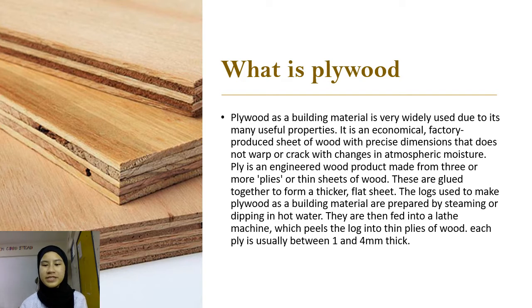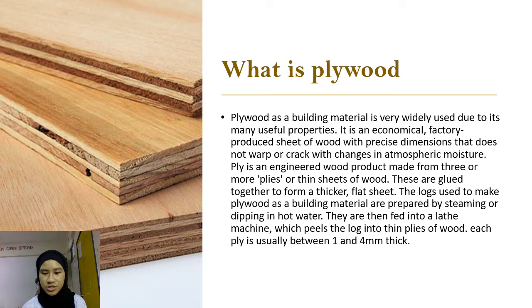Plywood as a building material is very widely used due to its many useful properties. It is an economical factory-produced sheet of wood with precise dimensions that does not warp or crack with change in atmospheric moisture. Plywood is an engineered wood product made from 3 or more plies or thin sheets of wood. These are glued together to form a thicker, flat sheet.